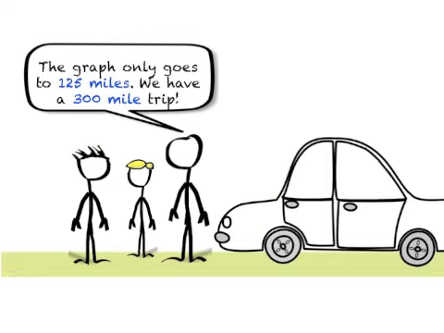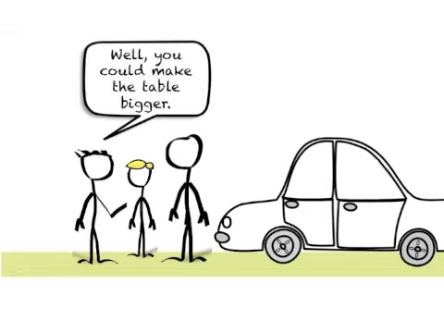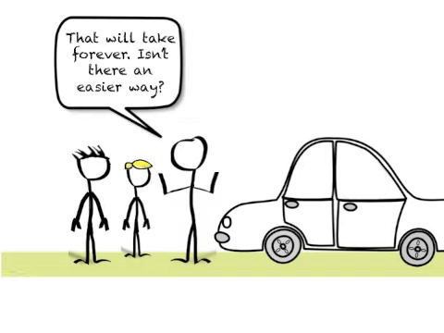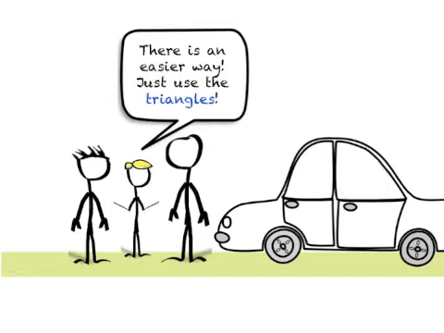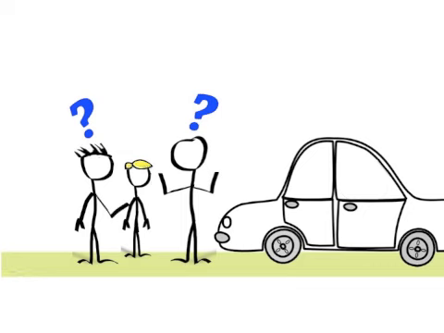Eric's father complains, "The graph only goes to 125 miles. We have a 300-mile trip." Eric replies, "Well, you could make the table bigger." "That will take forever. Isn't there an easier way?" There is an easier way. Just use triangles. Eric and his dad are confused.